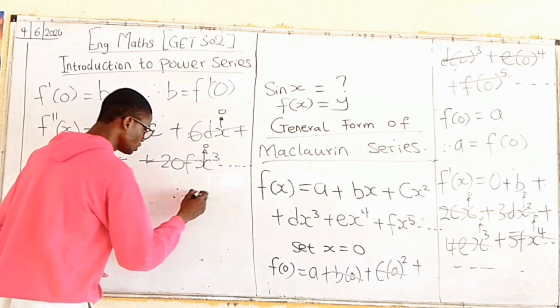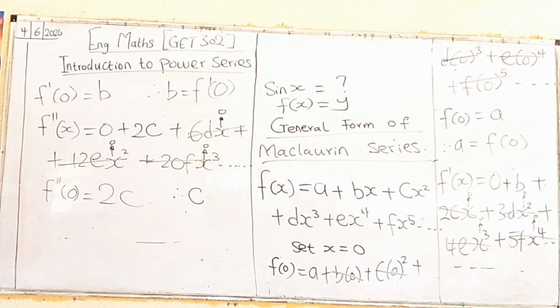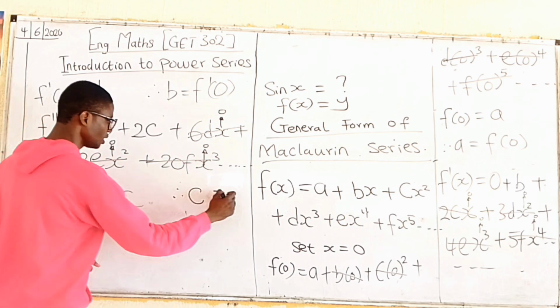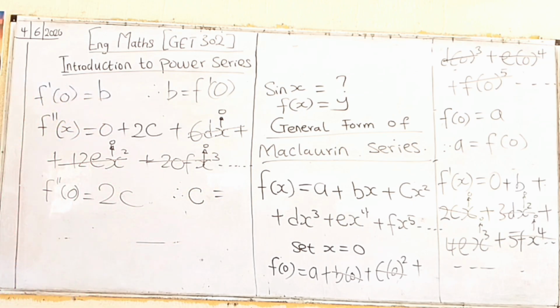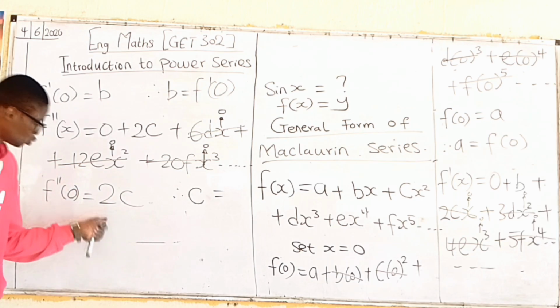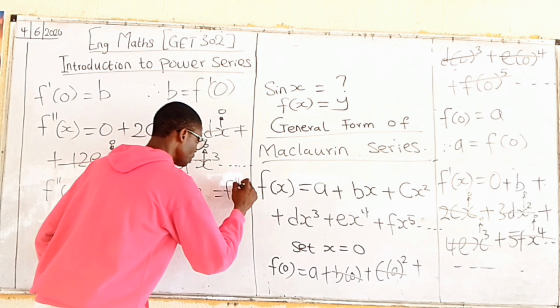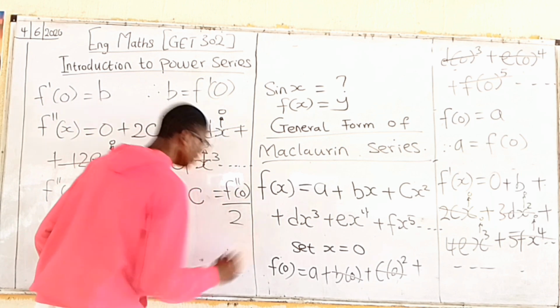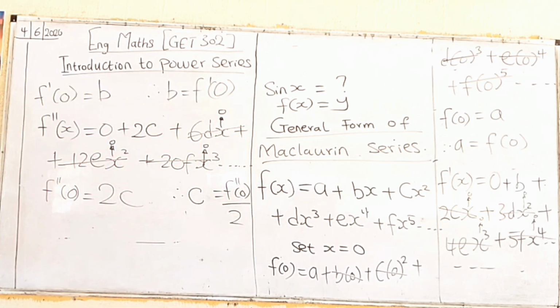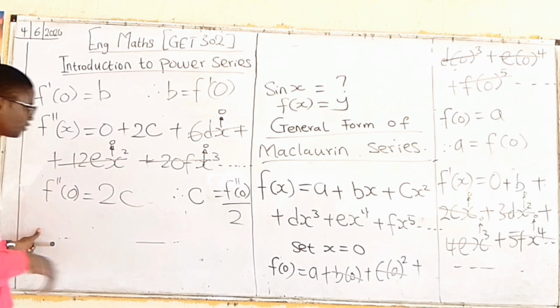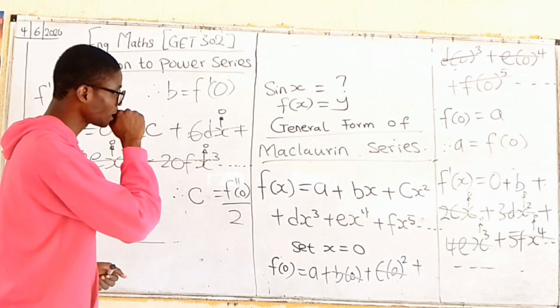So we can say, therefore, what is c? If I make c the subject of the formula, what will I have? c is equal to 2? Are you sure? You are making c the subject of the formula here. f prime 0 is equal to 2c, and you are making c the subject, what will you have? Okay, f prime 0 over 2. Very good. Please, let's pay attention. Let's not be distracted. Now, we have this as our answer.